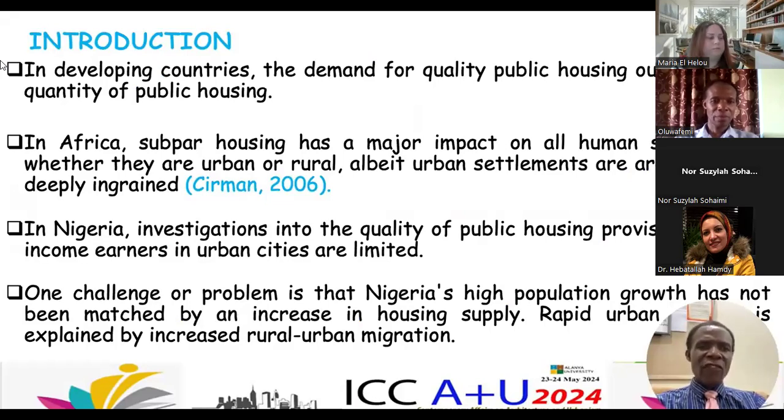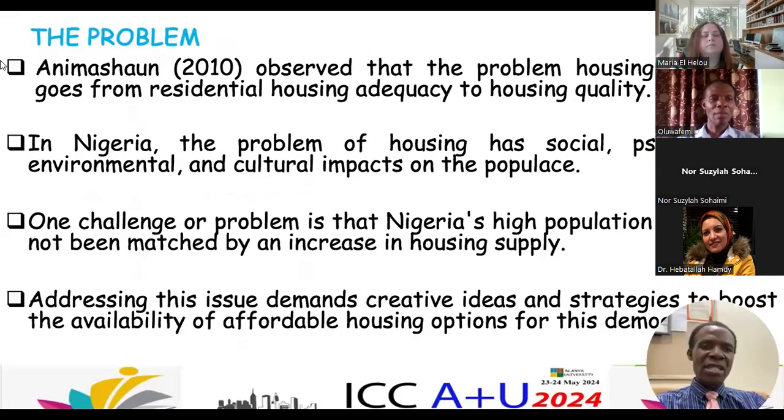In Nigeria, investigations into the quality of public housing provision for low-income earners in urban cities are limited. One challenge is that Nigeria's high population growth has not been matched by an increase in housing supply. Rapid urban population growth is explained by increased rural-urban migration. The problem we try to address is that housing in Nigeria goes from residential housing adequacy to housing quality, as posited by Animation 2010. In Nigeria, the problem of housing has social, psychological, environmental, and cultural impact on the populace.